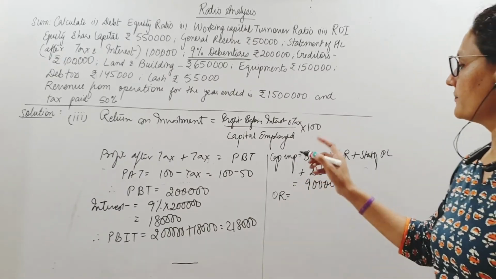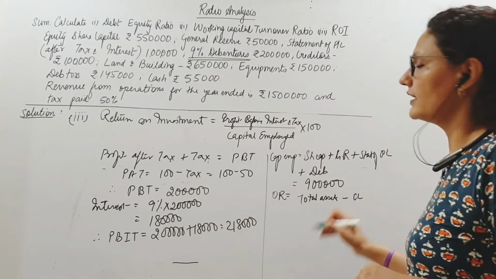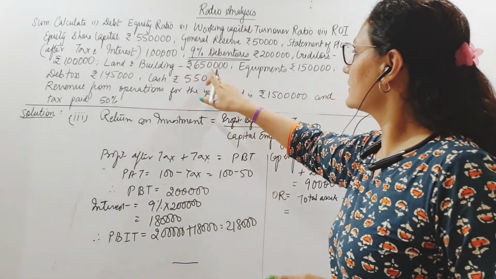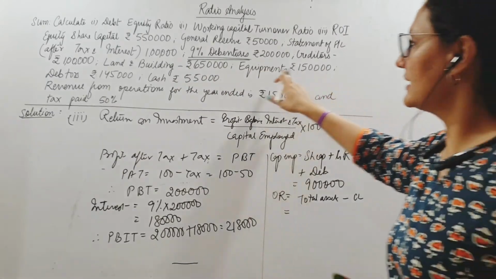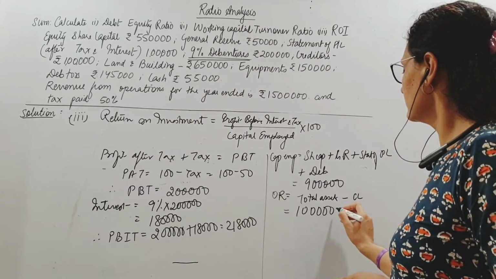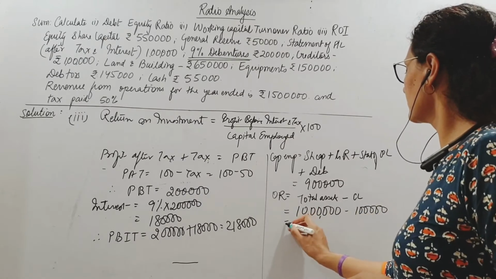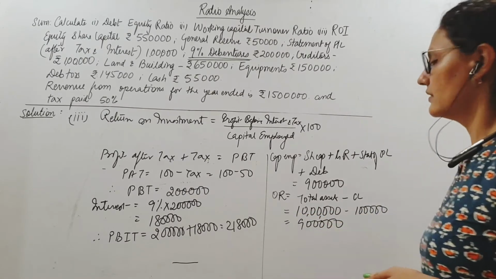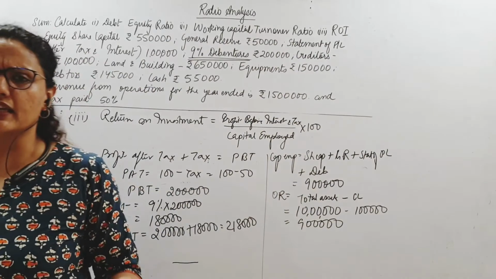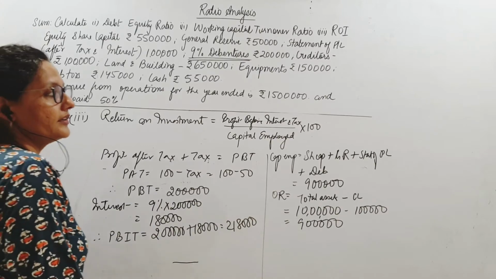The asset approach says total assets minus your current liabilities will also give you capital employed. So total assets: 6,50,000 plus 1,50,000, 8 lakhs, plus another 2 lakhs, 10 lakhs, minus current liabilities, creditors 1 lakh, so 9 lakhs. So both ways we have got capital employed as 9 lakhs. When you have the information, there is no harm in checking. You have to be really fast. Okay, so 9 lakhs.